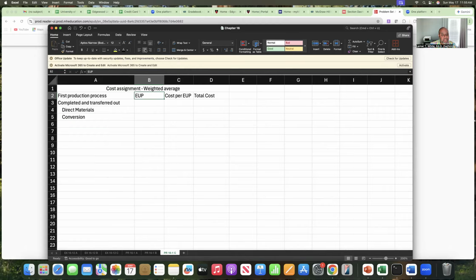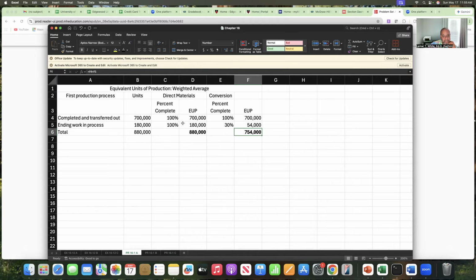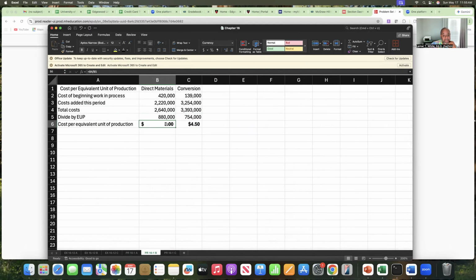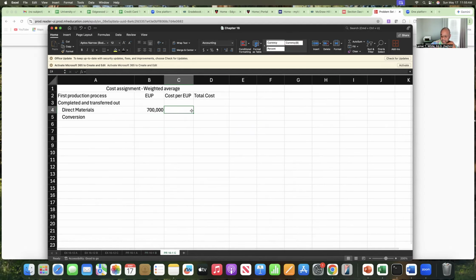So if I go back to part A, my equivalent units of production for completed and transferred out pertaining to direct materials, I see that that is 700,000. So I'm going to put my 700,000 here. And my cost per equivalent unit, I know is $3. I'm going to put $3 here. Now I'm going to multiply those two numbers. And that gives me 2.1 million.